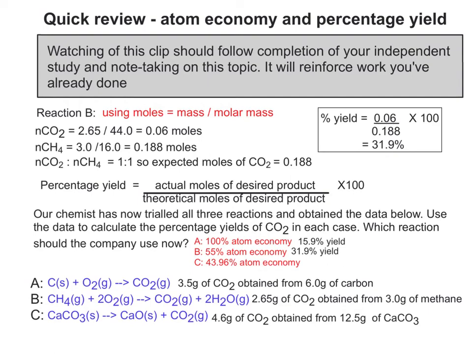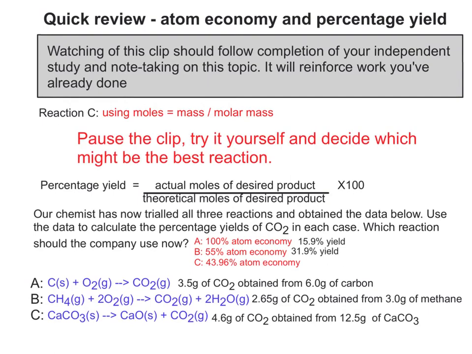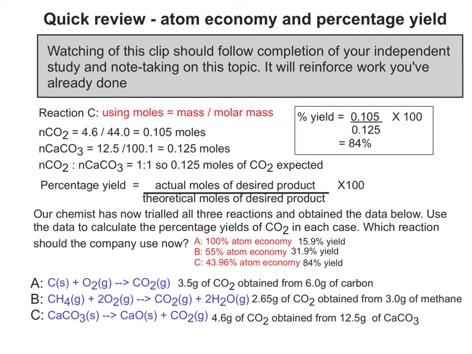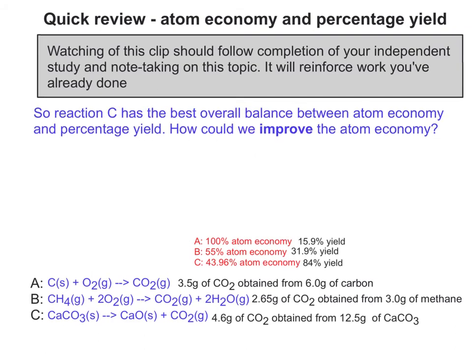So let's move on now and do reaction C. So why don't you pause the clip, try it yourself on a scrap of paper, and decide which might be the best reaction out of the 3. So, doing the same process again, one more time, we expect 0.125 moles of CO2, but we only get 0.105. So this time we get a much better yield than the other 2, 84%. So it's clear that reaction C has the best overall balance between atom economy and percentage yield.